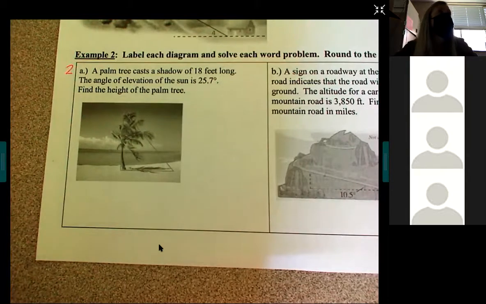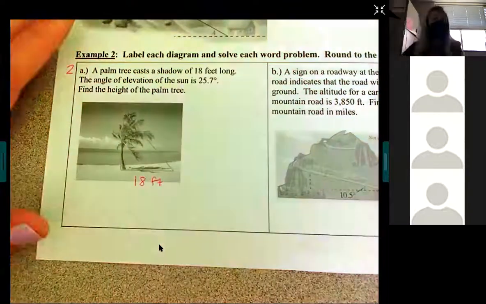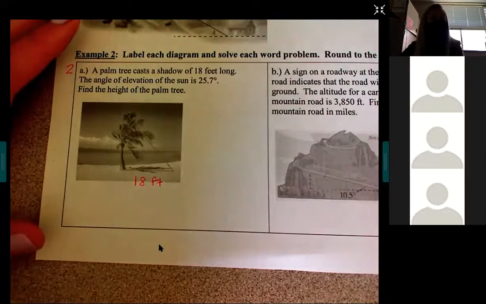Good, thank you. Please don't put a shadow in the air. That's a ghost, not a shadow. Capiche? Shadows go on the ground. So 18 feet long is the shadow. That's going to be the base of the triangle.